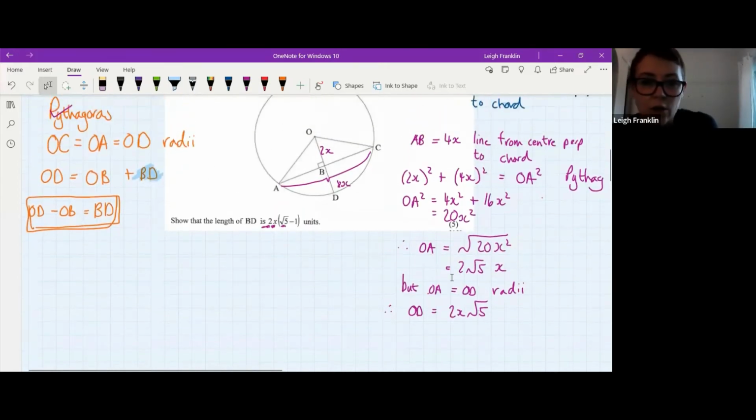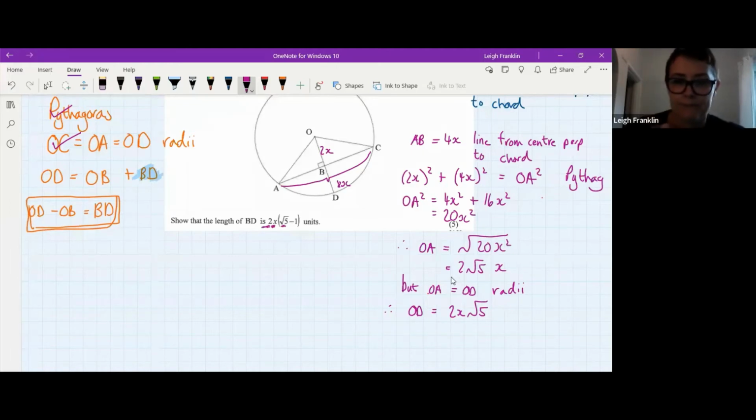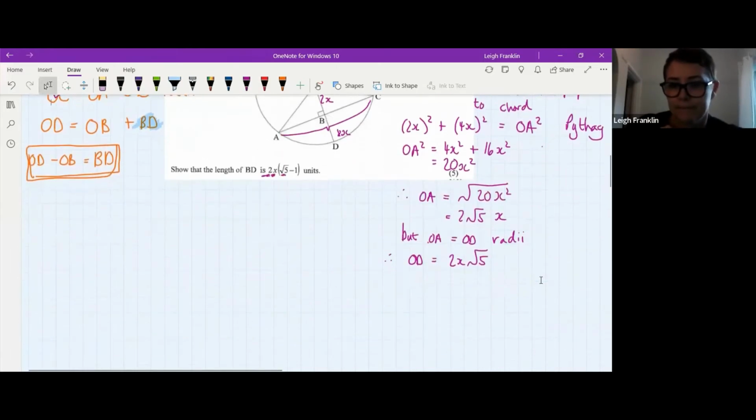Okay, awesome, fabulous. So now we're getting closer and closer. So we've used this bit of information as well. We've established that OA and OD are equal because of radii. Now, how are we going to work out what BD is? Elizabeth, go for it.